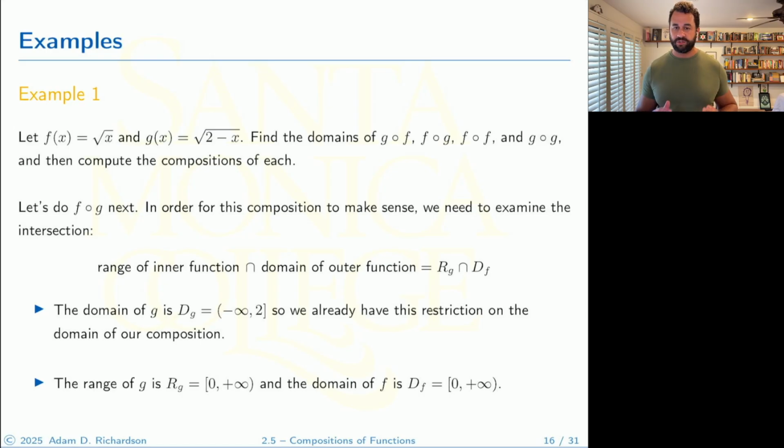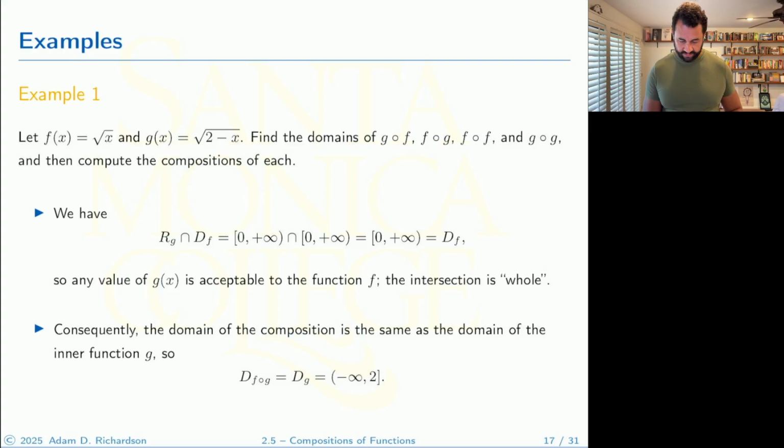So we already have that restriction. Now we're going to compute that intersection: range of G intersect domain of F. Here's the calculation. These two intervals, when you intersect them, you get that again. So this is actually equal to the domain of f, the domain of the outer function.